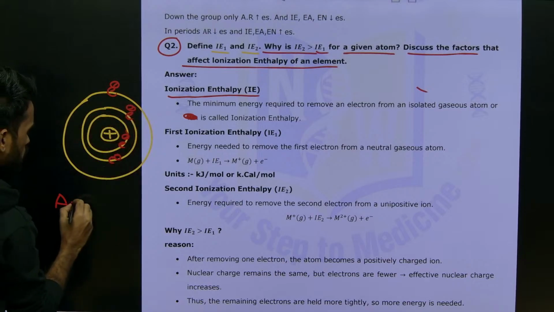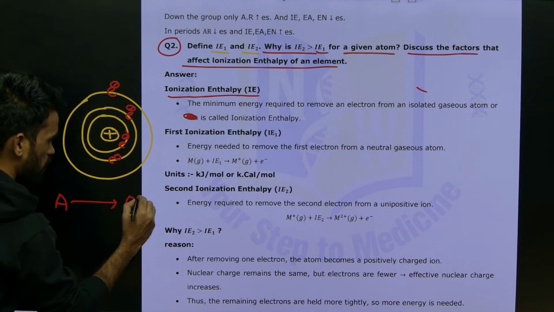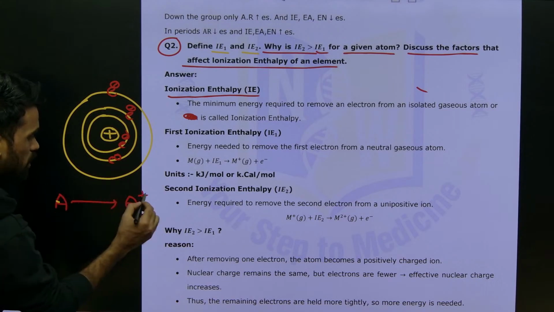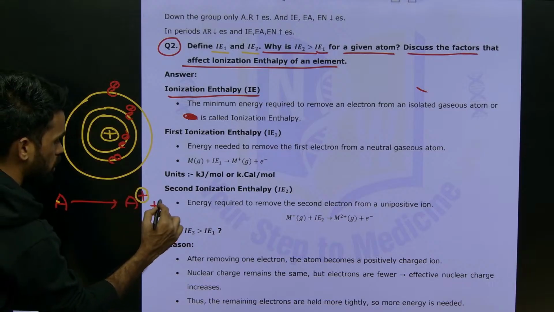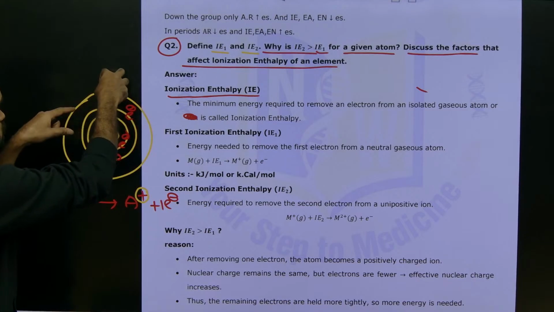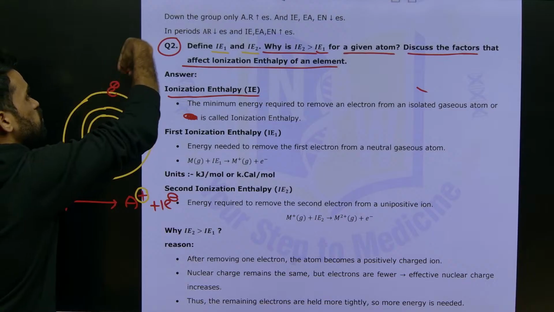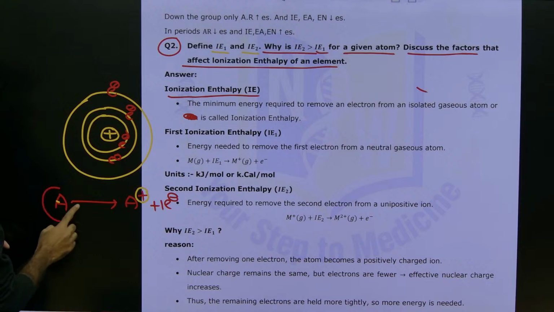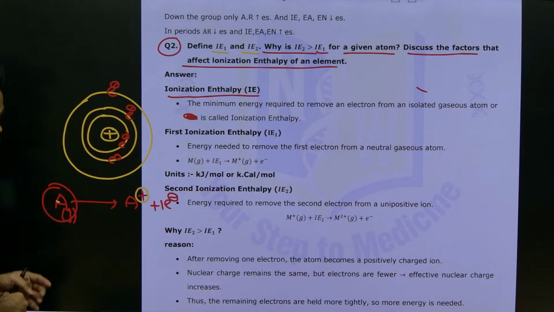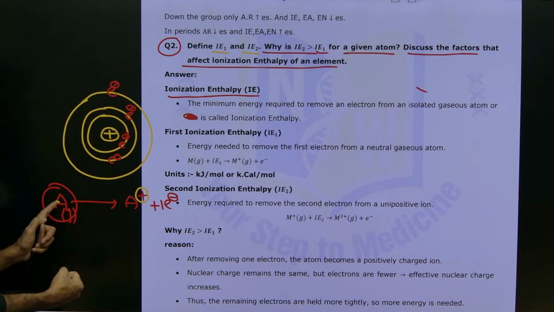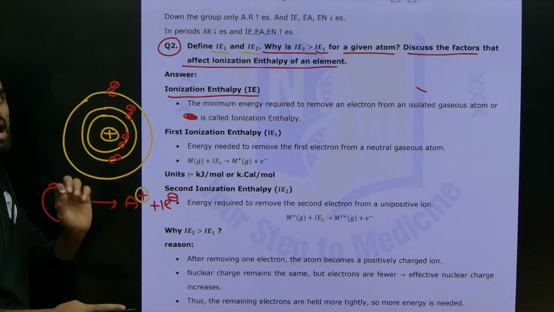So definitely if I want to ionize this, if I want to convert A into A plus, what is the process happening here? Atom A is converting into its positive charge, it means one electron is removed. Now the minimum amount of energy to remove this one electron from the valency shell of an isolated gaseous atom. See, the atom should be in gaseous state and in isolated form. The amount of energy required to remove an electron from a neutral gaseous isolated atom is called its ionization energy.